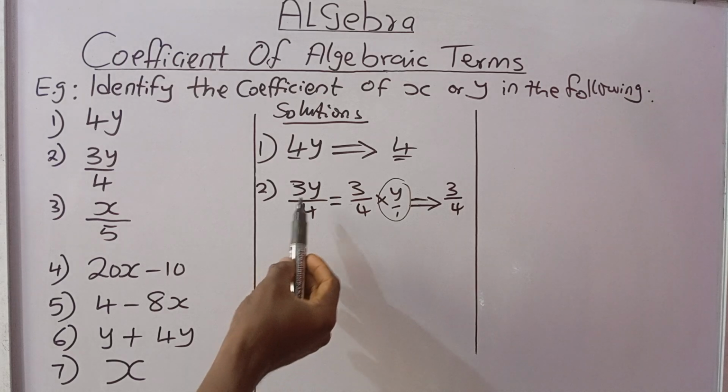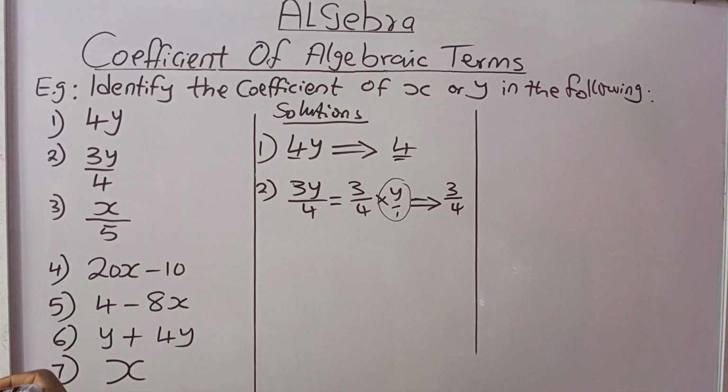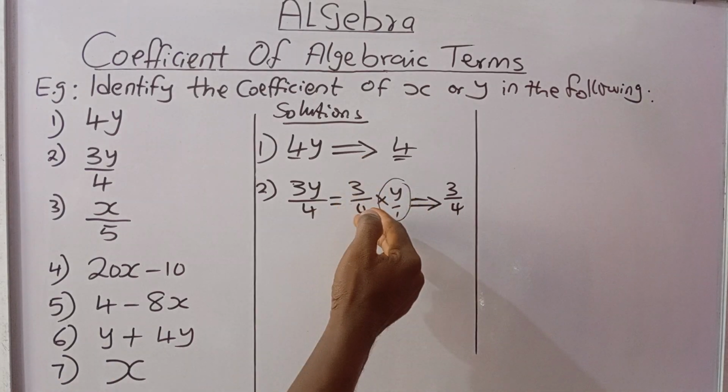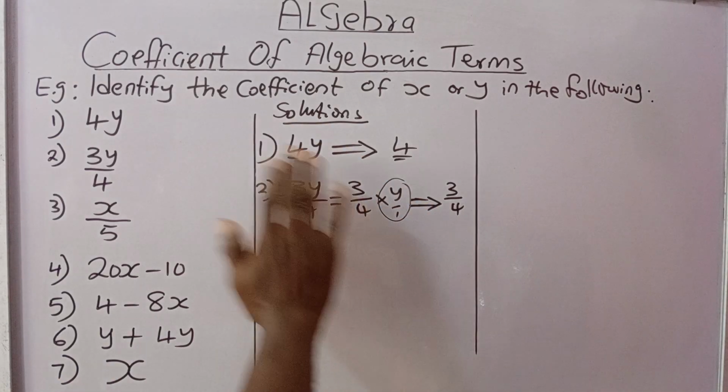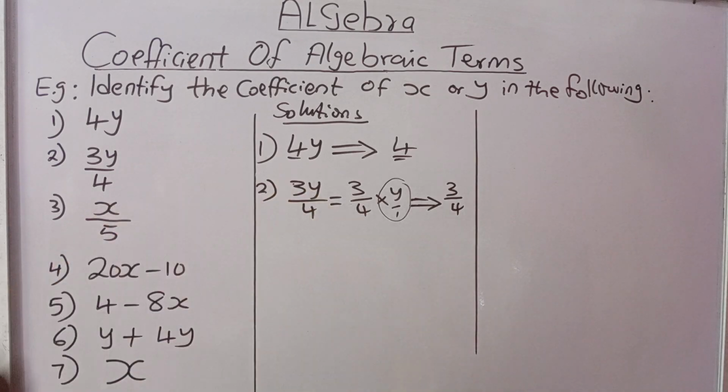Some students will simply say the coefficients of y is 3, ignoring the one that you have in the denominator. No, you don't do that. Because when you say y multiply 3 over 4 will still give us the whole thing that we have here. So therefore, the coefficients of y here is 3 over 4.